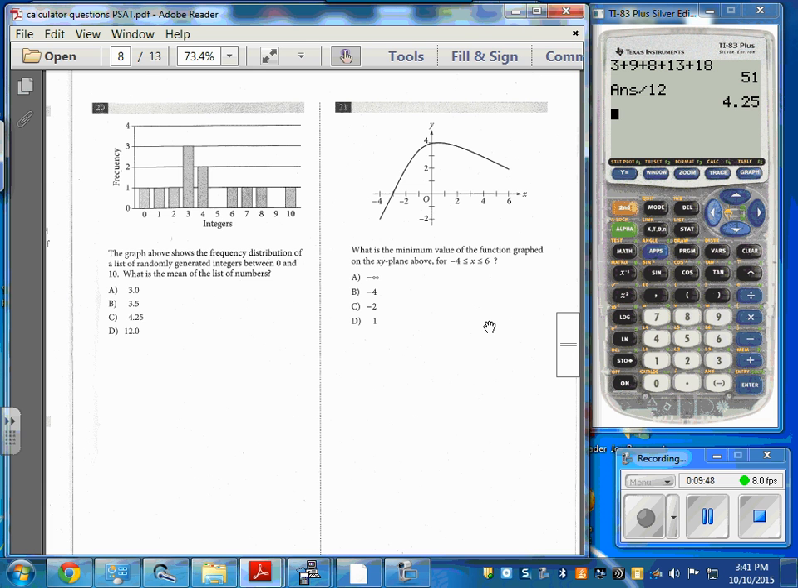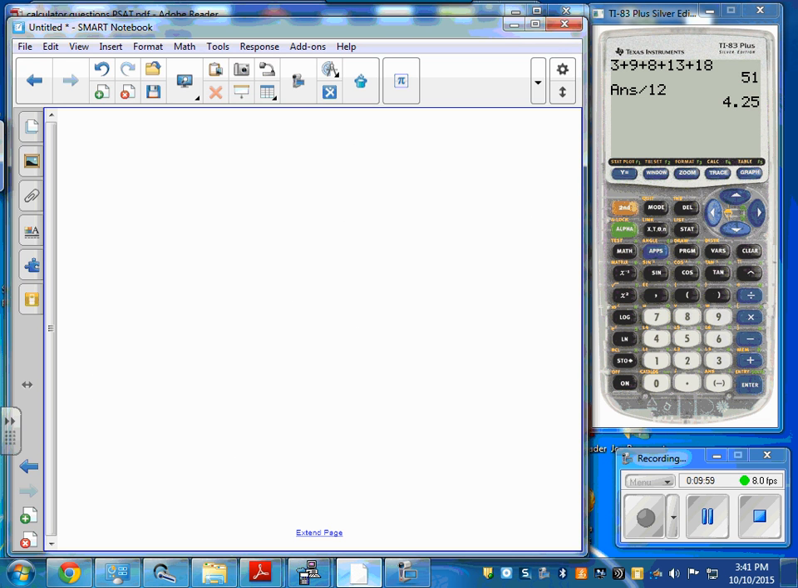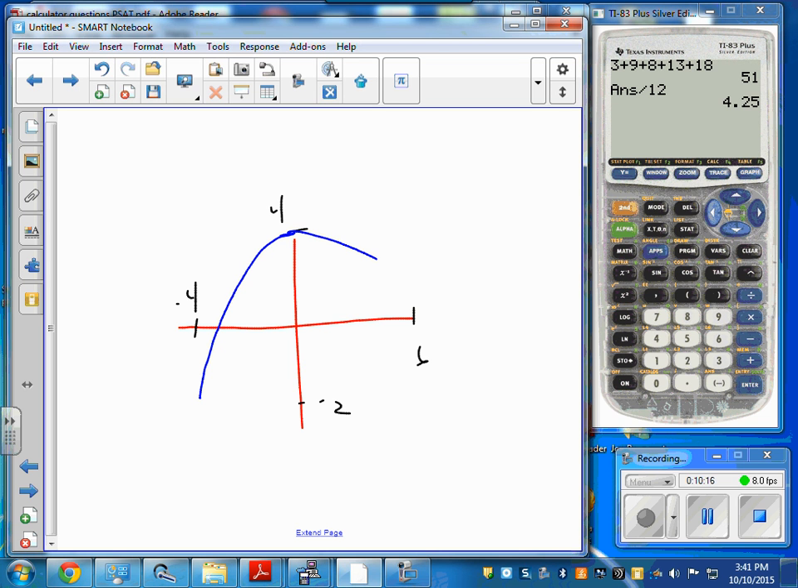Okay, number 21 is talking about this graph. It says, what is the minimum value of the function? Minimum means the lowest in the xy plane for x's between -4 and 6. Okay, so here's the XY plane. Here's -4, here's -2, here's +4, and here's +6. And the graph of the function looks something like this. It goes up, sort of tops off here, and then it drops off like that. And what we're looking for is the lowest value between -4 and 6, and this is the lowest value. Okay, so the lowest value is -2, choice C.